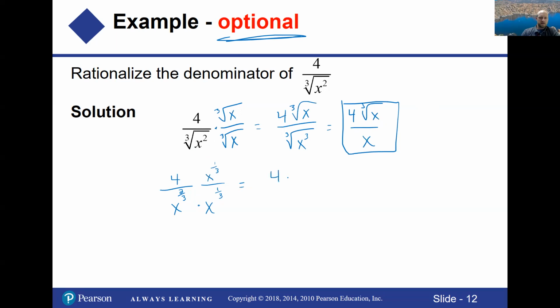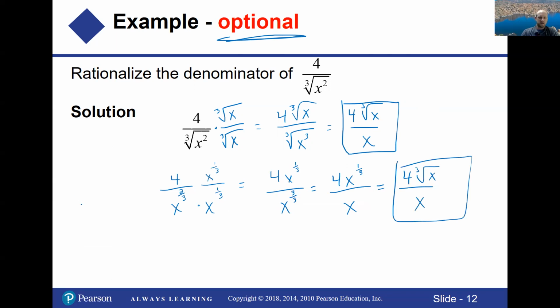So this would be 4 times x to the 1/3 over x to the 2/3 plus 1/3, which is 3/3 or just 1. So it'd be 4 times x to the 1/3 over x. And then I can rewrite this as the cube root of x instead of x to the 1/3. So I get the same answer, just a different way of doing it.